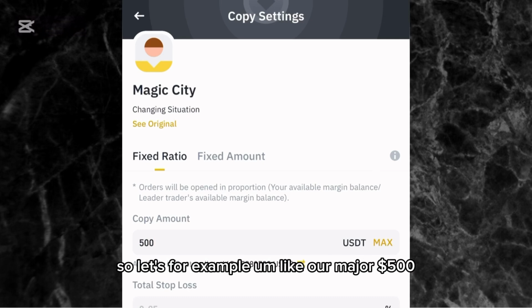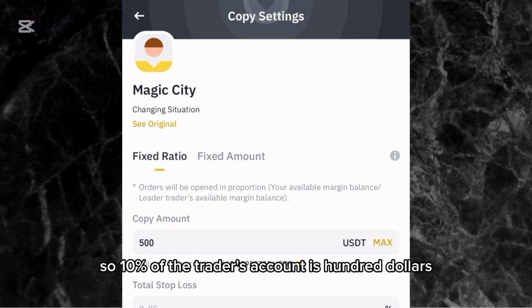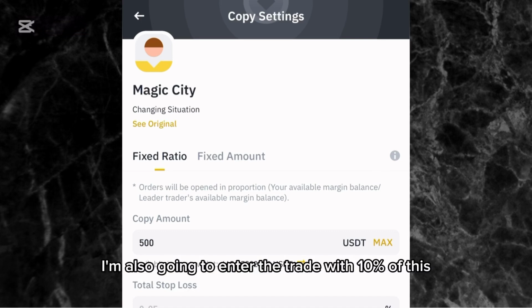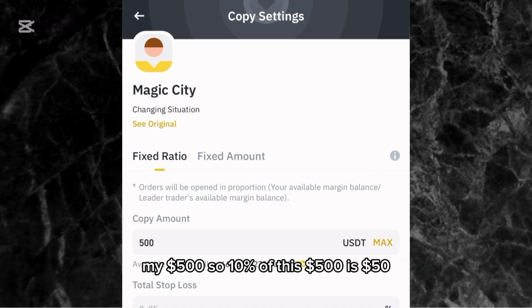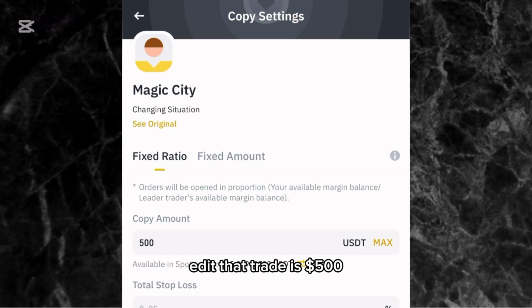Let's say, for example, I'm entering $500 now, and let's say the trader has $1,000. If the trader is entering with 10% of whatever is in his wallet, so 10% of the trader's account is $100. So if the trader enters with $100, I'm also going to enter the trade with 10% of my $500. So 10% of this $500 is $50. So that means that if the trader is entering the trade with $100, I'm entering with $50. So I hope you understand what this means. But the total amount of money I'm using to enter the trade is $500 in total.